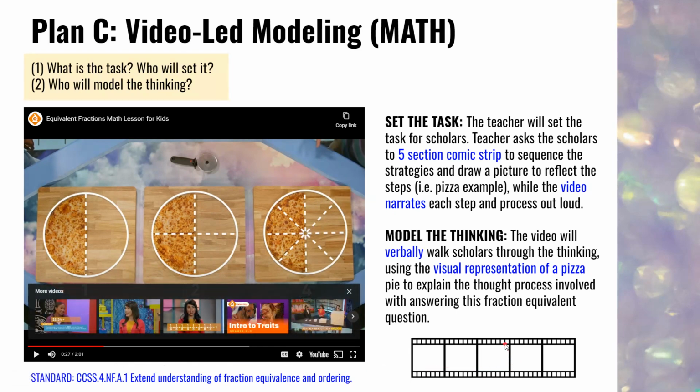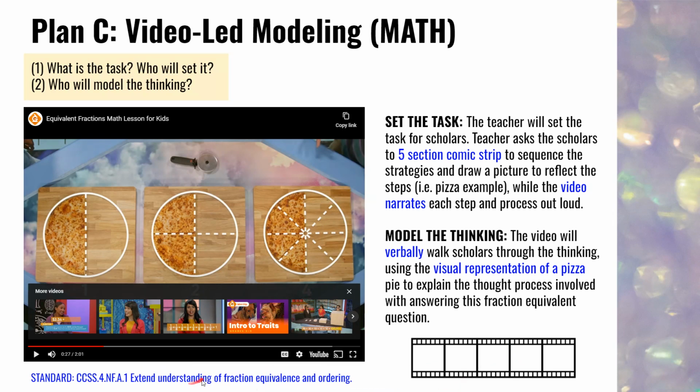All right, even pausing it right here. Oh my goodness, how many of us have ever had pizza? Maybe we really like pizza. And even if you're not a pizza person, we know that pizza is a huge part of the American dietary or eating experience. So pizza is definitely a popular food item. How can we use this to support the standard of extending understanding of fraction equivalence and ordering?